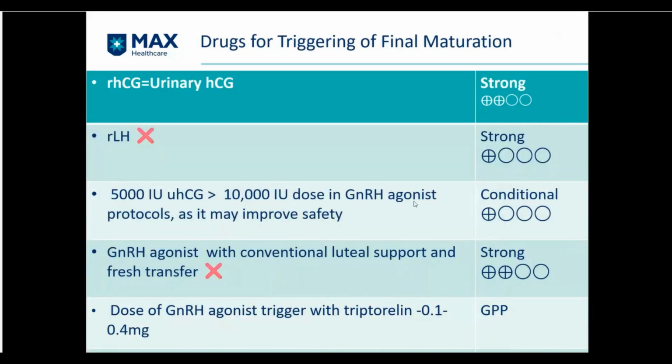Now coming to the trigger. Do we give the HCG shot? Do we give the agonist shot? Do we give the dual trigger? So the recombinant HCG, that is Ovitrelle, that we commonly use, works equally well as the urinary HCG, and it's a strong evidence. Recombinant LH is not to be given, and even the 5,000 international units gives almost equal or more efficacy, especially when there is a doubt of PCOS. When there are so many follicles, we can reduce the dose of urinary HCG.